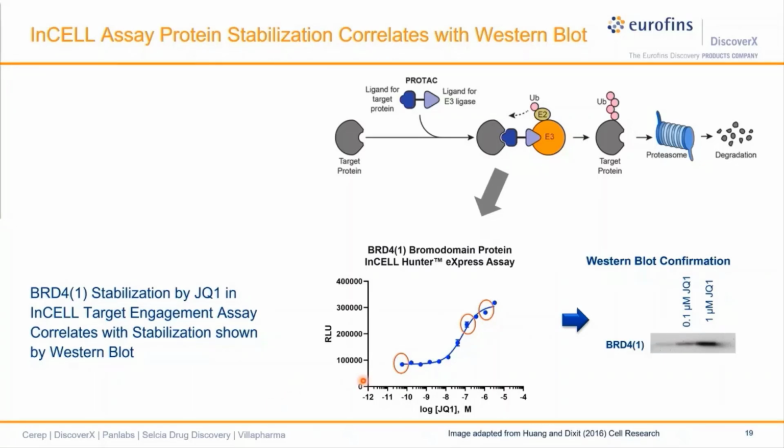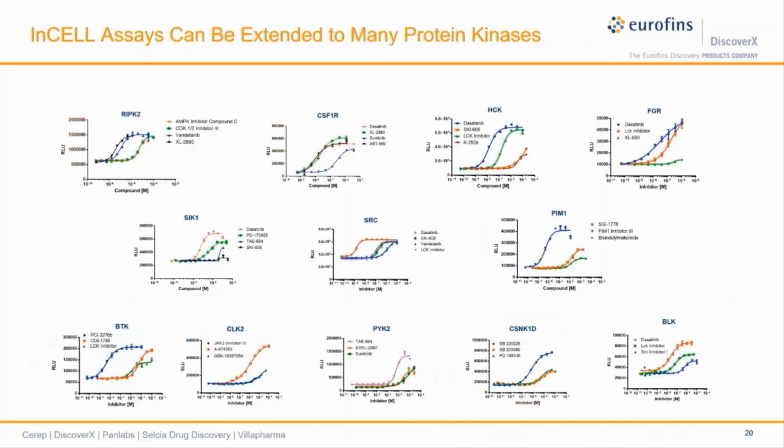In this example, sister wells to those circled here in this InCELL target engagement assay were analyzed by BRD4 immunoblot and showed comparable JQ1 dose-dependent increases in BRD4 as seen in the InCELL target engagement assay. These and other data from other experiments using orthogonal assays have served to validate the results of the InCELL target engagement assays and can also be run in your laboratory to validate your InCELL target engagement assays.